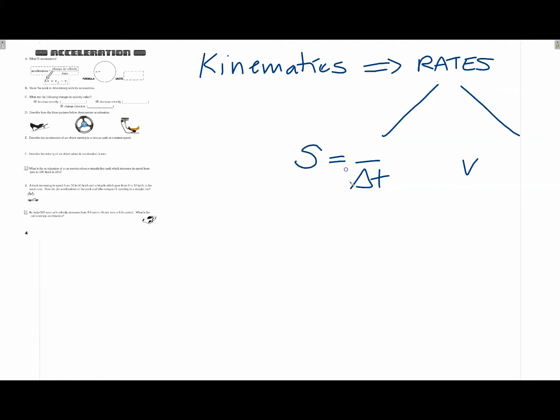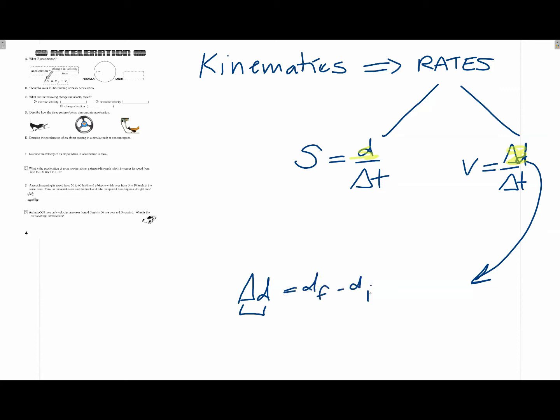So speed is the rate at which you traverse, cover distance, travel. Whereas velocity is the rate at which you displace. And definitely displacement is something very different than distance. Displacement is your change in position. It's your final position minus initial position.